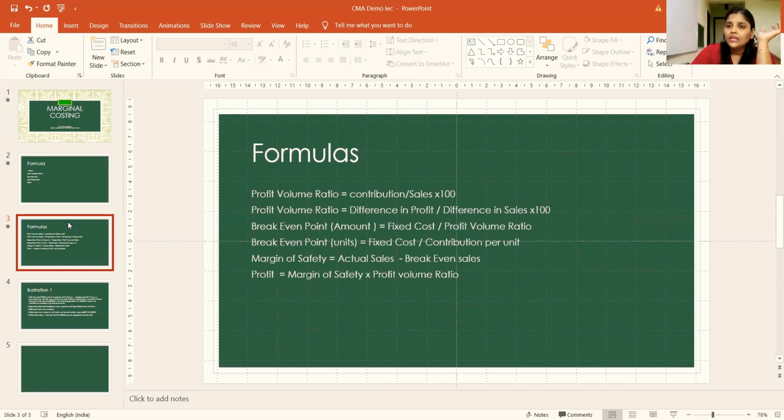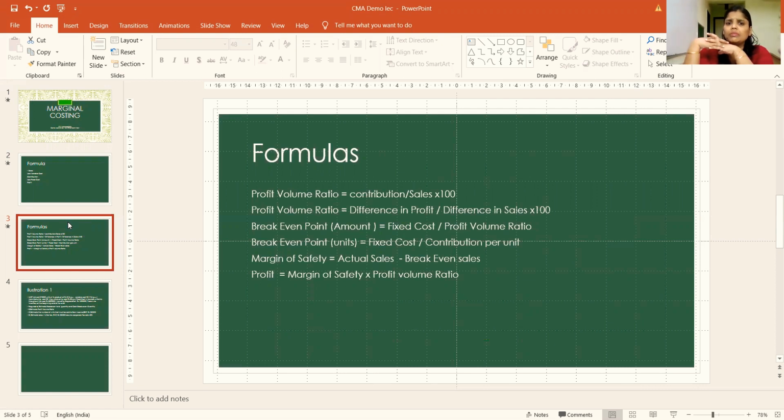PV ratio, there is an alternate formula for that. If they are giving you two different periods' information in the sum, you can use this formula. The formula is difference in profit upon difference in revenue into 100. Then break-even point formula is fixed cost upon PV ratio. If you apply this formula, you will get break-even point in terms of value, sales value, in terms of rupees. Then break-even point in terms of units is fixed cost upon contribution per unit.